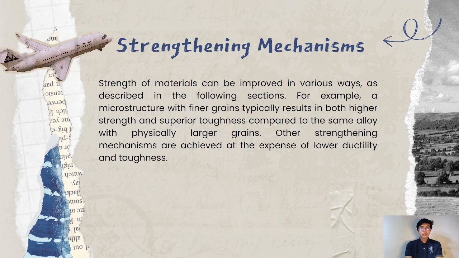And this one, strengthening mechanisms. The strength of a material can be improved in various ways, as described in the following sections. For example, a microstructure with finer grains typically results in both higher strength and superior toughness compared to the same alloy with physically larger grains. Other strengthening mechanisms are achieved at the expense of lower ductility and toughness.